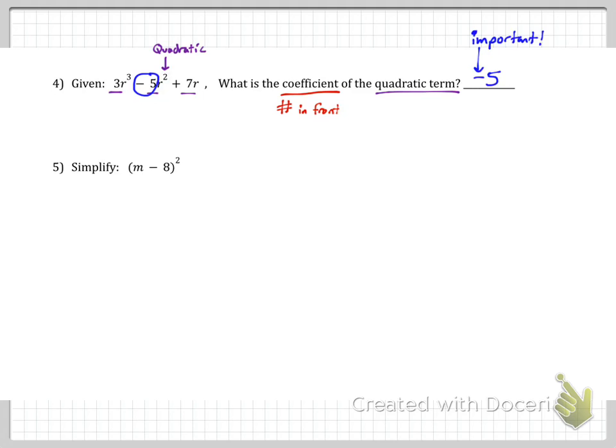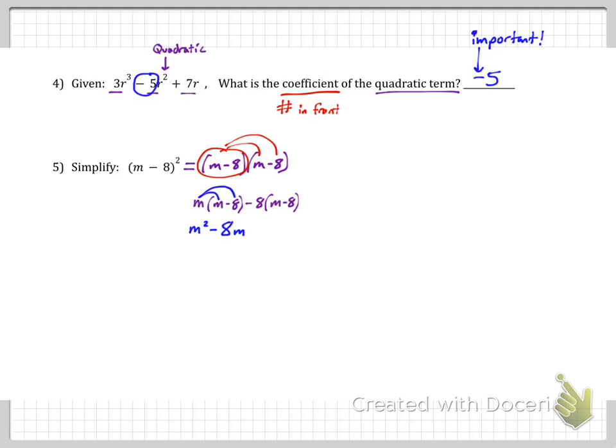For number 5, we're going to simplify this, and you have to remember that anything squared means that thing times itself. So I first want to write out m minus 8 times m minus 8. Two binomials multiplied by each other. Then I'm going to distribute the m minus 8 to both the m and the -8, and we get that. Then I want to distribute the m. We get m squared. M times -8 is -8m.